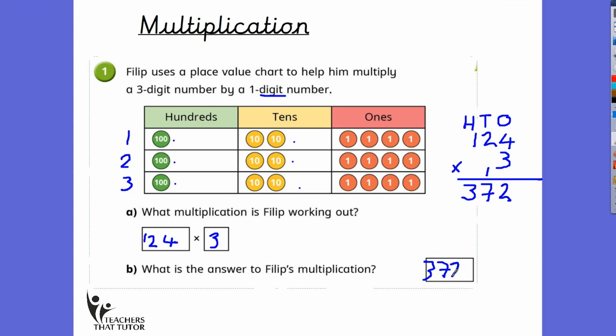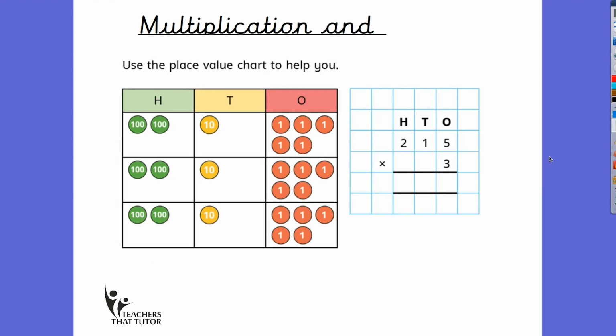Okay, the maths itself, if they know their times table, is easy, but the understanding comes from them seeing that they're not just doing 2 times 3 or 1 times 3, they're doing 20 times 3 and 100 times 3. Okay, let's have a look at another one.